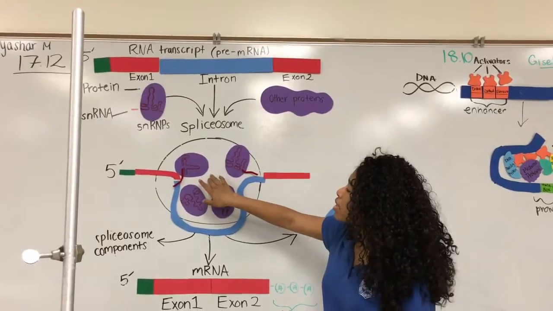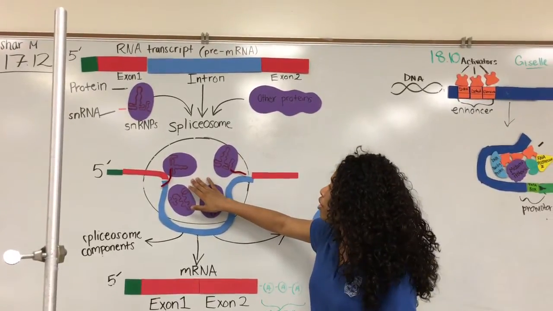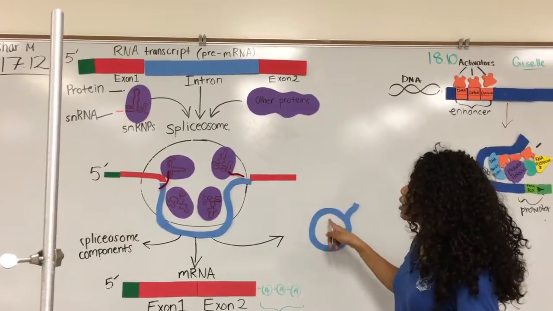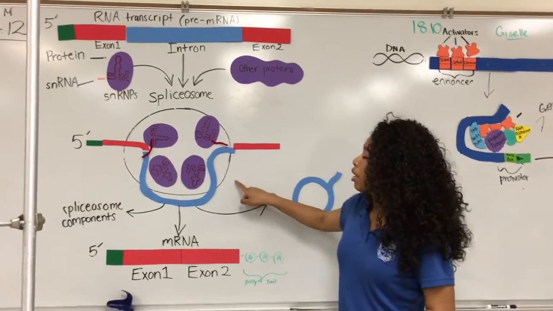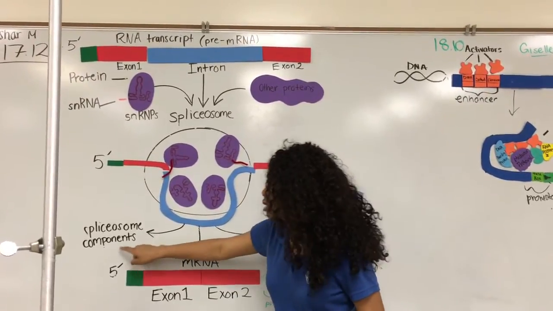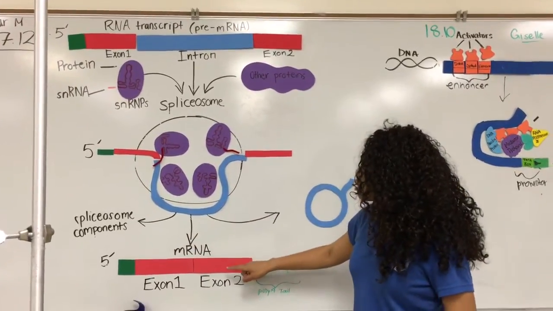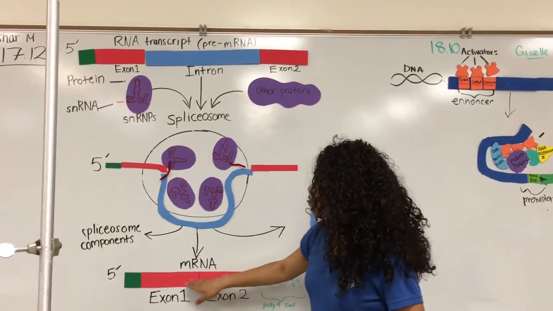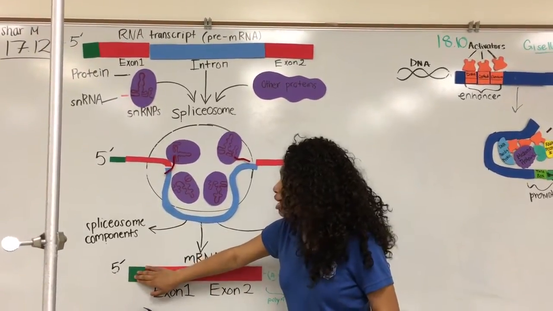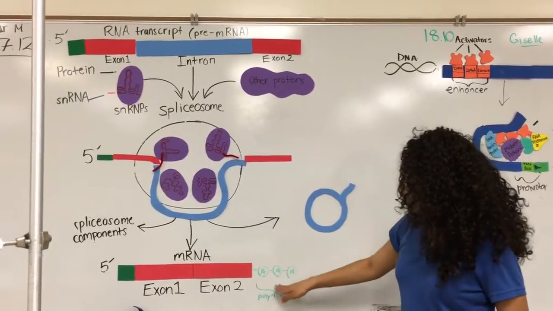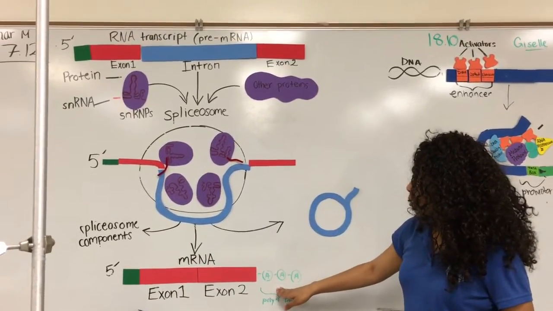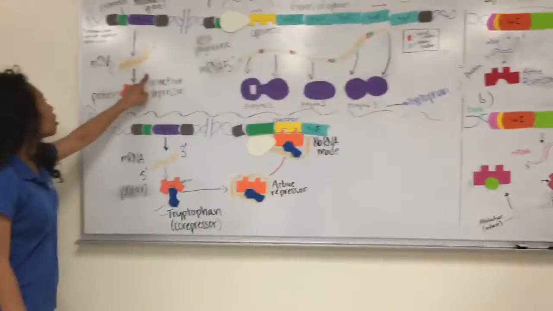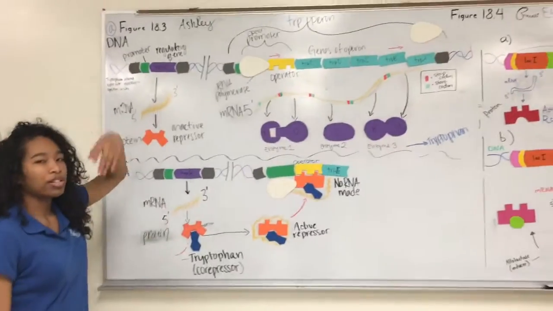The snRNPs act as ribozymes, which cleave the intron out of the pre-mRNA, and it is degraded. And then also the spliceosome components are released. And then the remaining 2 exons are joined together by the other proteins. And the 5-cap continues to add stability, and also the addition of a poly A tail adds additional stability.